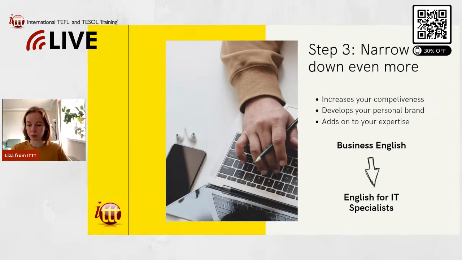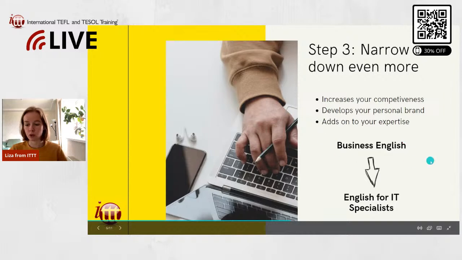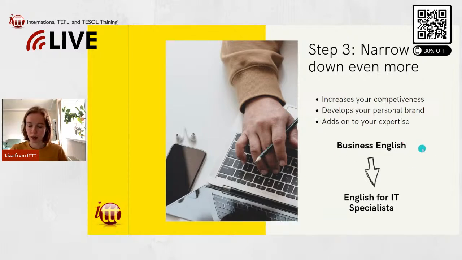So as an example, if you work with business English, it might be suitable to work with various types of professionals, right? But it is still quite wide. The field is pretty wide. If you narrow down to a specific niche inside this business culture, you can give even more value to your potential clients, and you can find those who you want to work for sure.